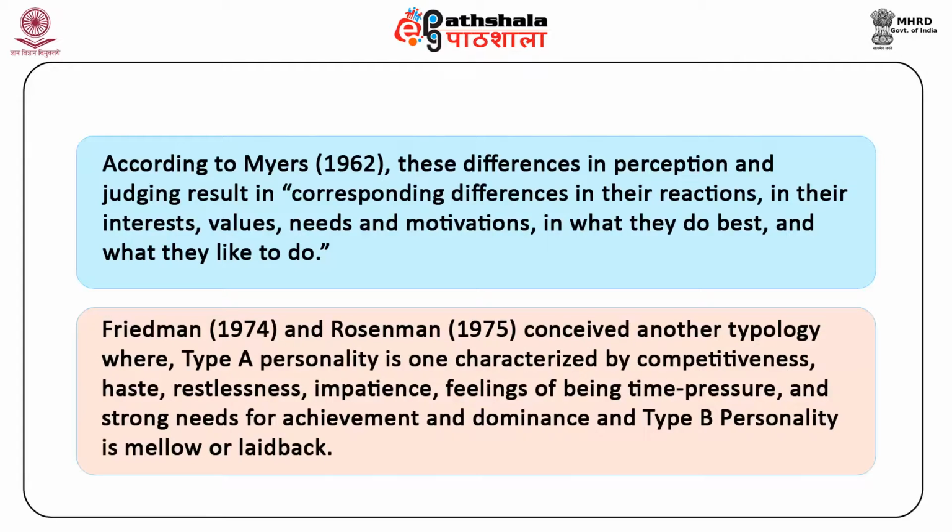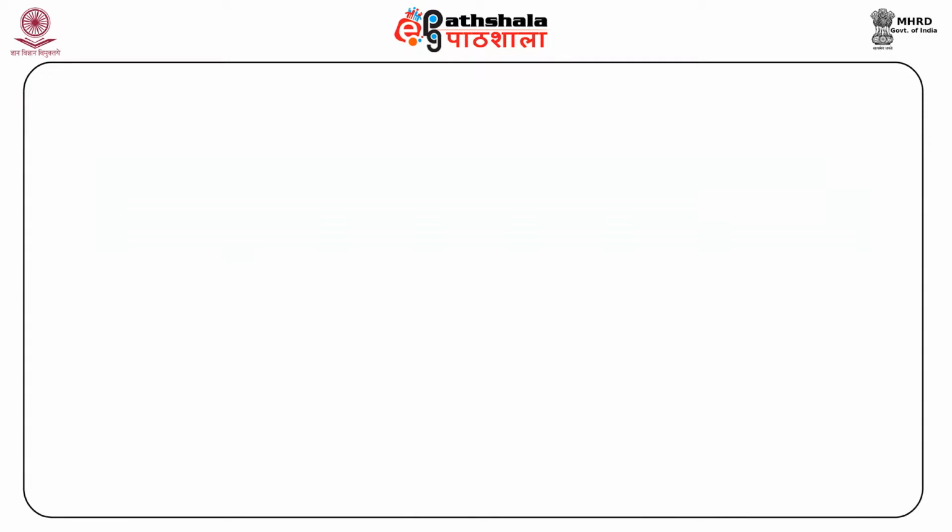Friedman and Rosenman conceived another typology where type A personality is one characterized by competitiveness, haste, restlessness, impatience, feelings of being time pressure, and strong needs for achievement and dominance. And type B personality is mellow or laid back.